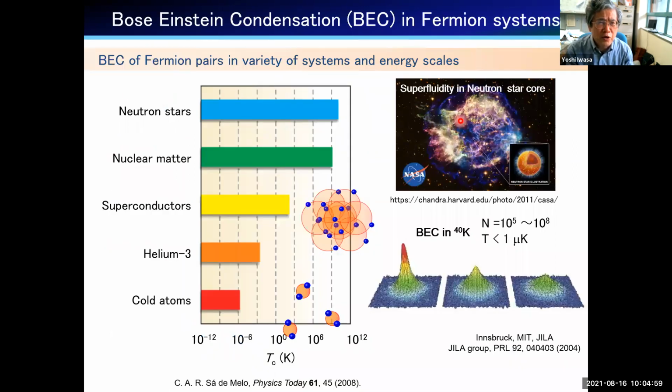So let me start with Bose-Einstein condensation in fermion systems. I believe all of you know what Bose-Einstein condensation is, but the topic today is on the BEC of fermions. Fermions could form a pair, which is regarded as a boson, and which could show a textbook-like Bose-Einstein condensation. The examples of Bose-Einstein condensation in fermion systems are these 4 families: neutron stars, so nuclear matters, superconductors, helium-3, and cold atoms.